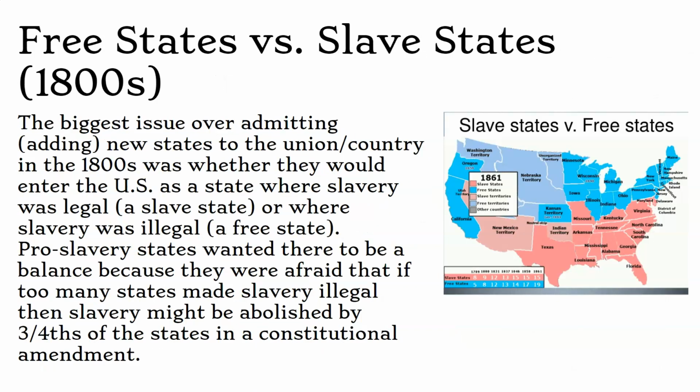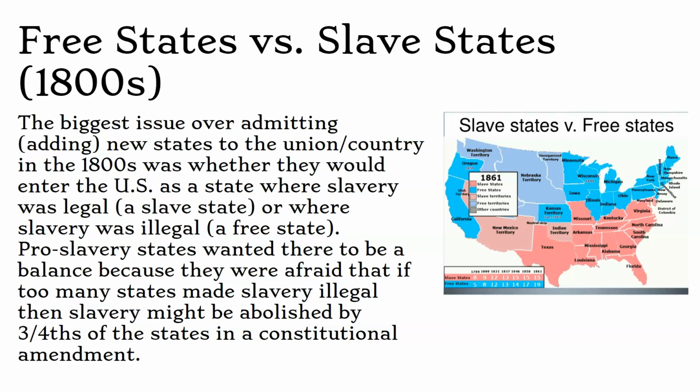Free states versus slave states. So this is one of the big developments in the 1800s. The biggest issue over admitting or adding new states to the Union/country in the 1800s was whether they would enter the U.S. as a state where slavery was legal, a slave state, or where slavery was illegal, a free state. Pro-slavery states wanted there to be a balance because they were afraid that if too many states made slavery illegal, then slavery might be abolished by 3/4 of the states in a constitutional amendment.